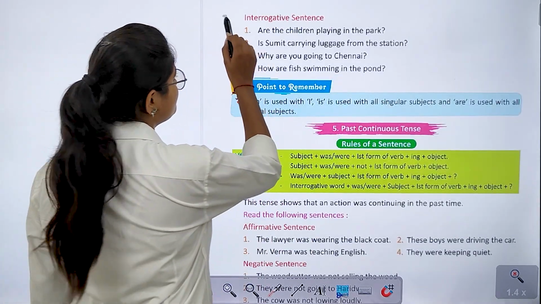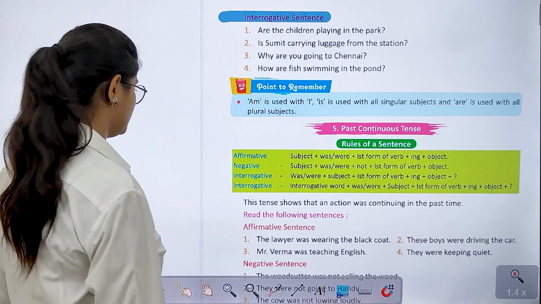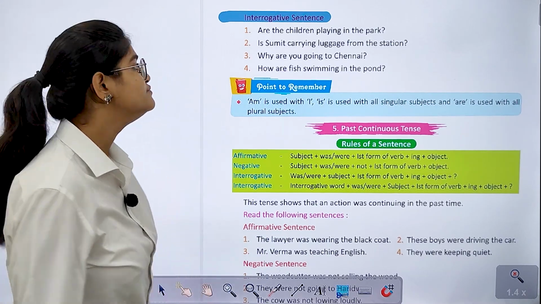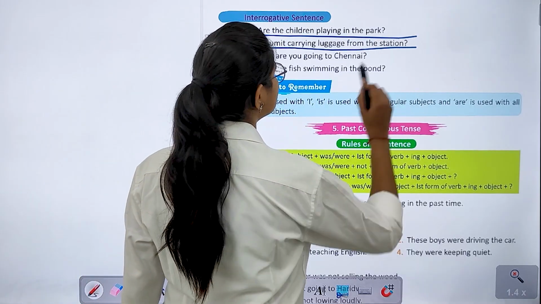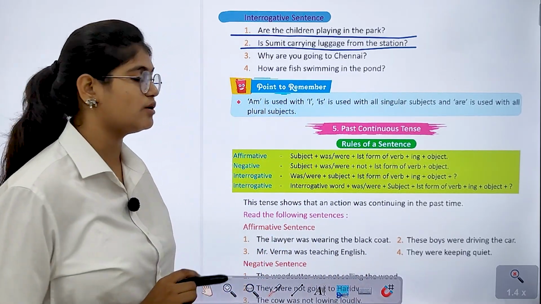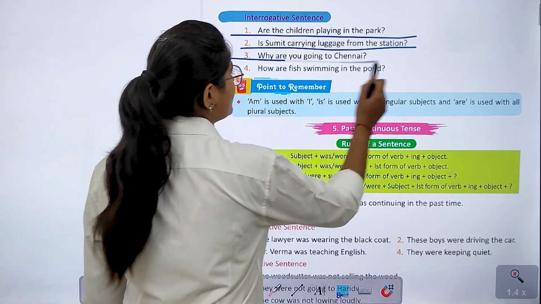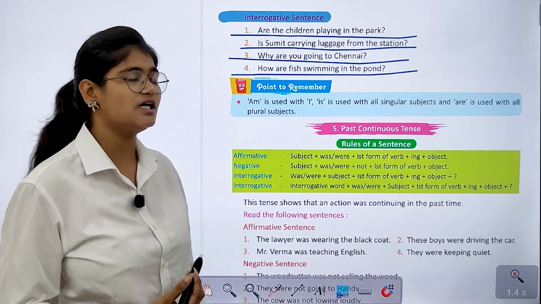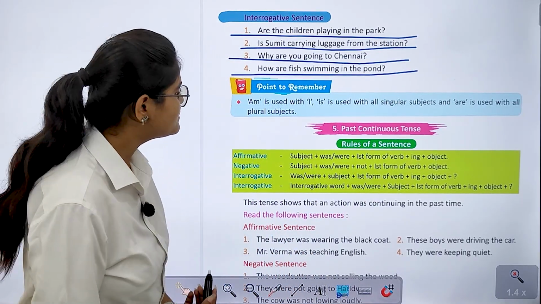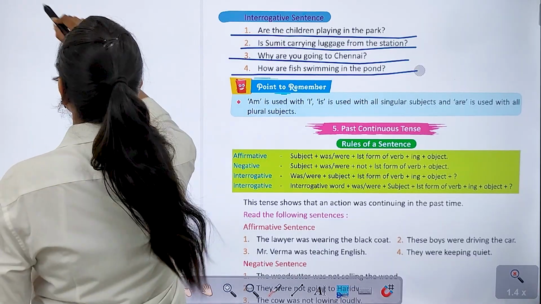Now next we have the interrogative sentence. अब interrogative sentence क्या है? So, are the children playing in the park? Is Sumit carrying luggage from the station? Why are you going to Chennai? And how are fish swimming in the pond? Right? After that, again we have a point to remember.